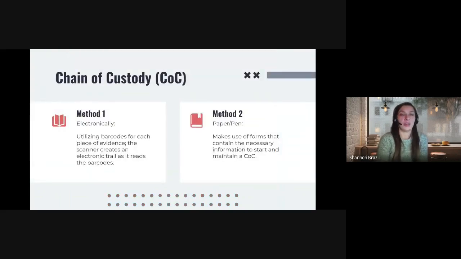Chain of custody. There are two methods. One of them is electronic, the other one is paper and pen. There are pros and cons to each of them, but it's super important to be able to understand the chain of custody. It describes the documentation of pieces of evidence through its life cycle. This life cycle begins when an individual first takes custody of the piece of evidence to when the incident is finally disposed of and the evidence can either be returned or destroyed.